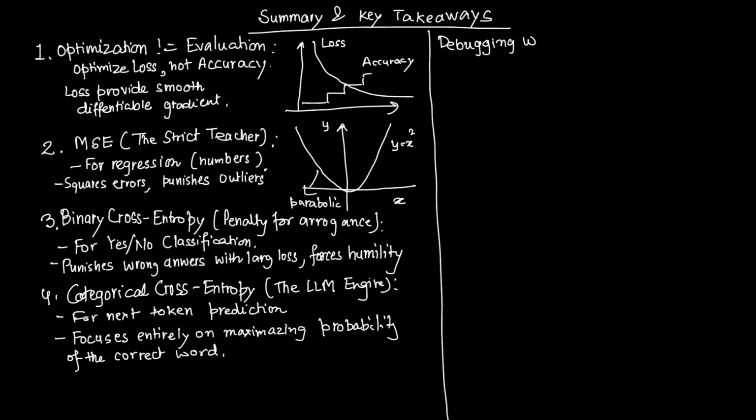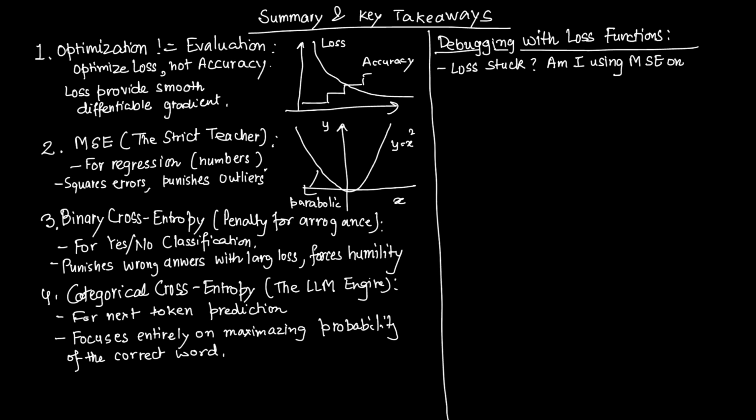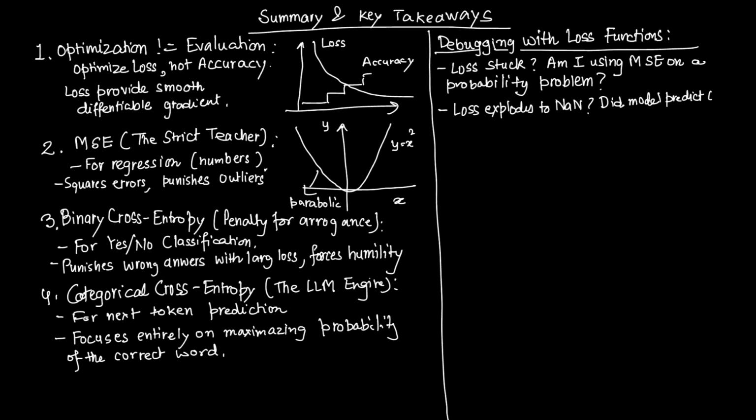Understanding loss functions changes how you debug. If your loss is stuck, ask yourself, am I using MSE on a probability problem? If your loss explodes to infinity or NaN, ask yourself, did my model predict 0 probability for a true event?